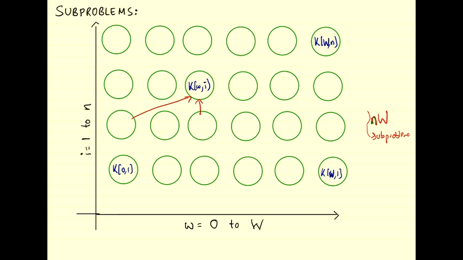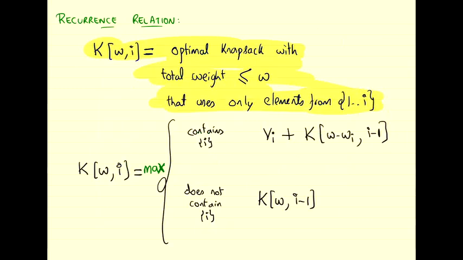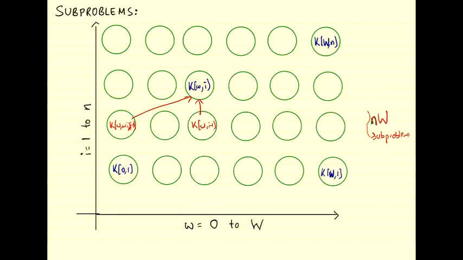K of W, i depends on K of W, i minus 1, and then something with K of W minus w_i, i minus 1. So that's what the recurrence relation says. There are n times W subproblems with these dependencies. In order to know the value of K of W, i, I need to know the value of K of W, i minus 1 and K of W minus w_i, i minus 1. Alternately, if I know the values on the right, I can immediately calculate the value on the left. And so those are the dependencies on these subproblems.